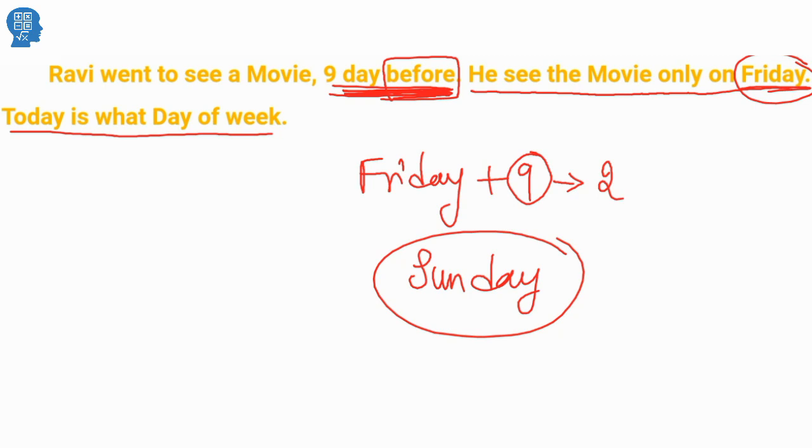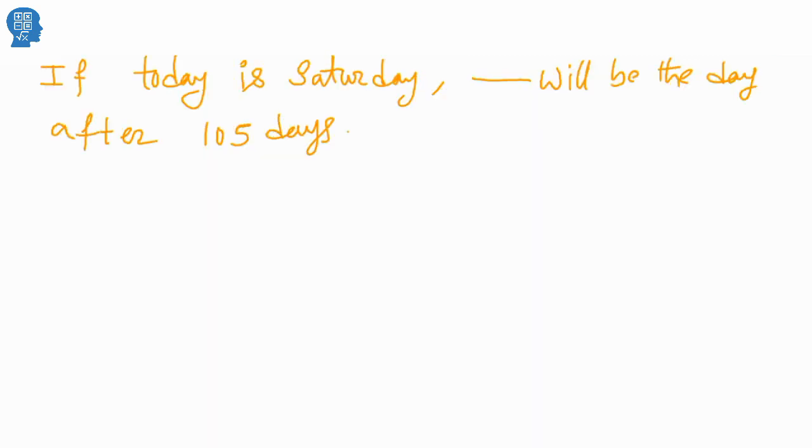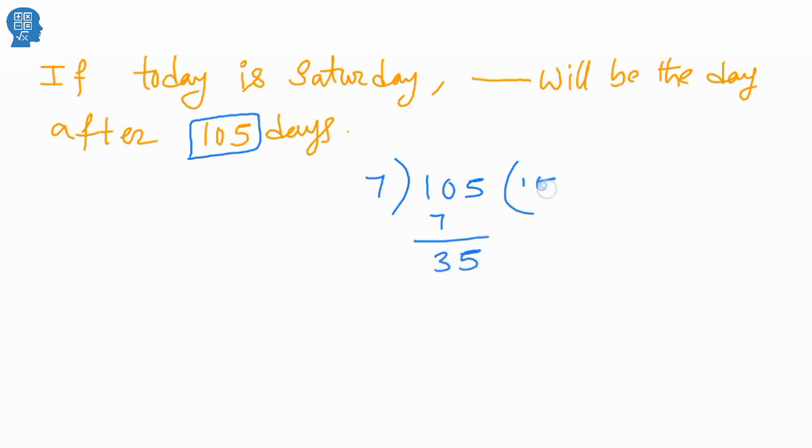Next, another problem. If today is Saturday, what will be the day after 105 days? After means we just need to add. Same thing, if they ask before, we need to subtract. The reference day is Saturday and the total is 105 days. To get the number of odd days, we divide by 7. 7 ones are 7, we get 3 here, then 7 fives are 35, so 0 comes. So the number of odd days is 0.